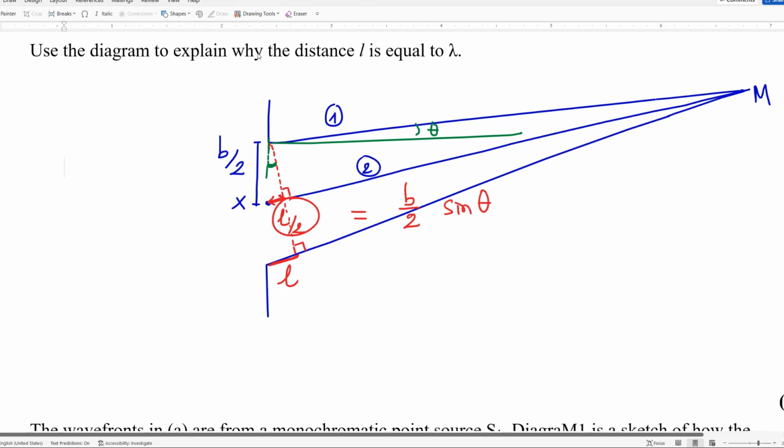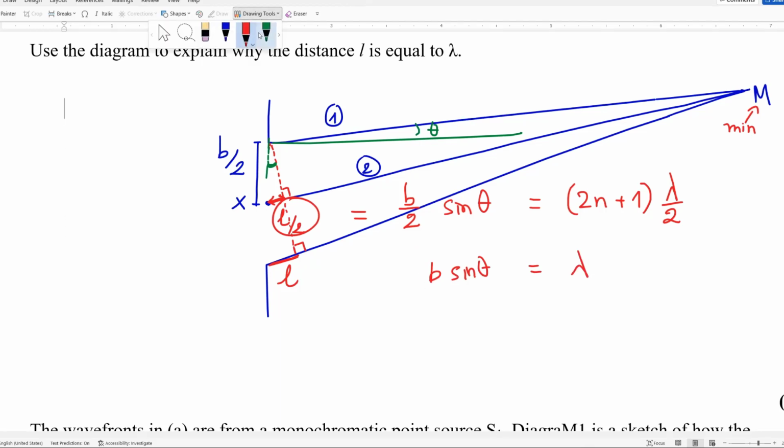And if we assume this position is a minimum, then considering these two rays, the first and the second ray here, they must result in an odd number of half wavelengths, meaning 2n plus 1 of half wavelength. And so we can remove the number 2 on both sides of the equation. It's b times sine theta equal to lambda. We will do it similarly with the next ray, right here, with another ray at the same distance. You getting the idea?